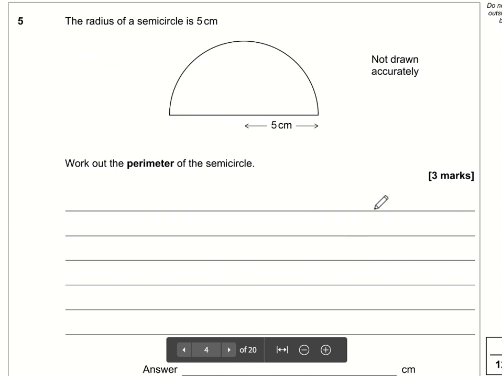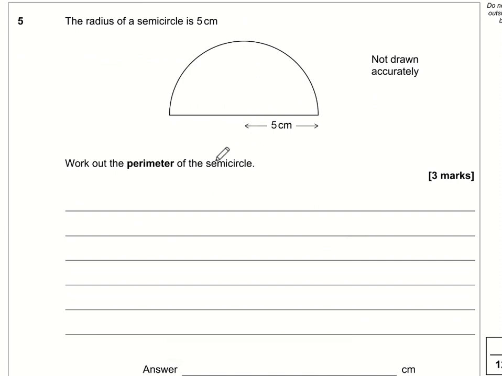Question number 5, we want to work out the perimeter. So the perimeter includes this diameter. Here we've been given the radius as 5, so there's another 5 centimetres here to make the diameter of 10. So it's 5 plus 5 plus, what we've got here is half a circumference.